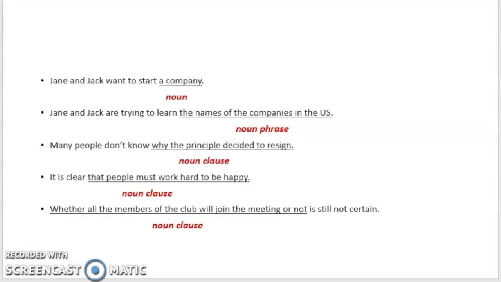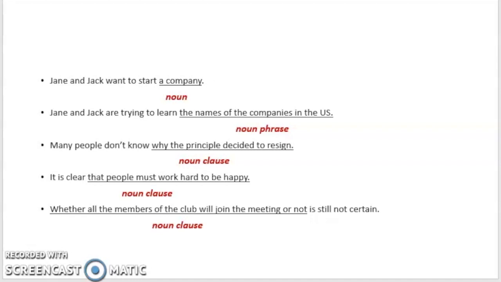Jane and Jack want to start a company. In this sentence, a company is a noun. Jane and Jack are trying to learn the names of the companies in the US. In this sentence, the names of the companies in the US is a noun phrase. Many people don't know why the principal decided to resign. In this sentence, why the principal decided to resign is a noun clause and it functions as the object of the sentence. The same is true in the next example.